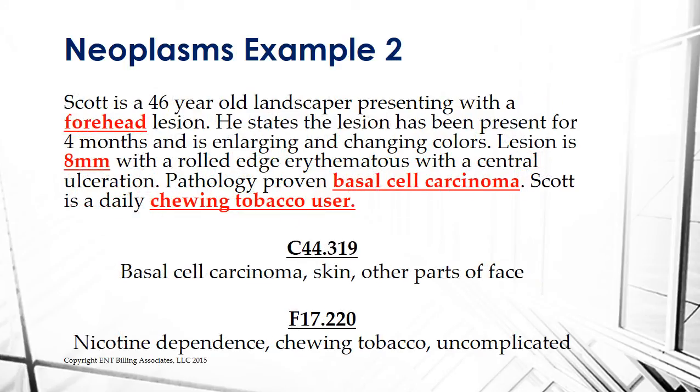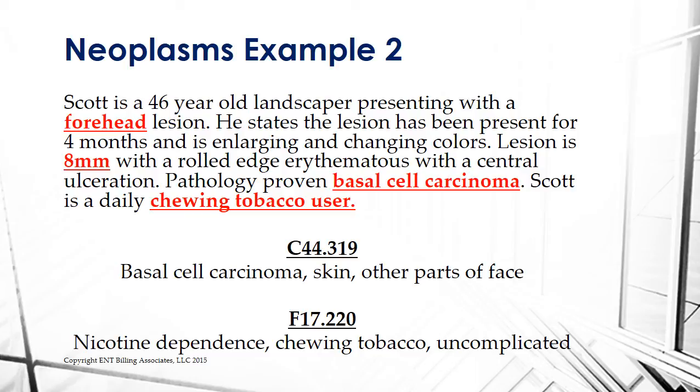So on our second neoplasm example, this one's related to the integumentary system. So in this example, the patient is a landscaper with a forehead lesion. He states that the lesion has been present for around 4 months and is enlarging and changing colors. Lesion has a size of 8 millimeters with a rolled edge and a central ulceration. The pathology proves basal cell carcinoma. The patient also states that he is a chewing tobacco user.